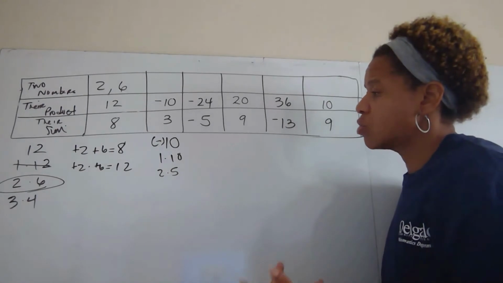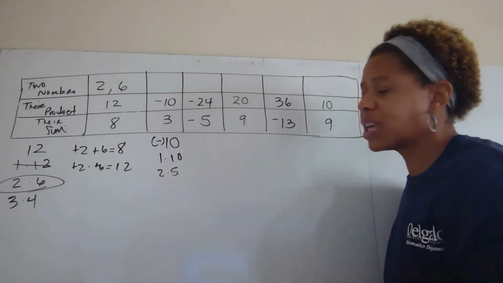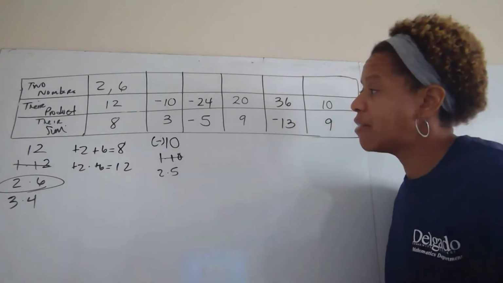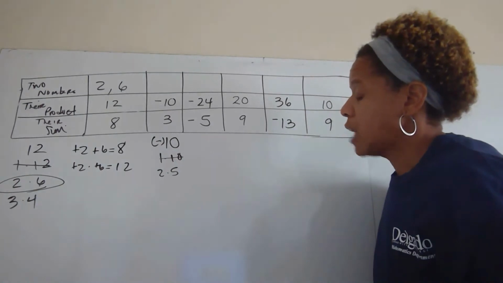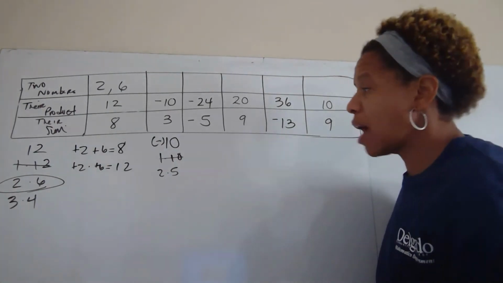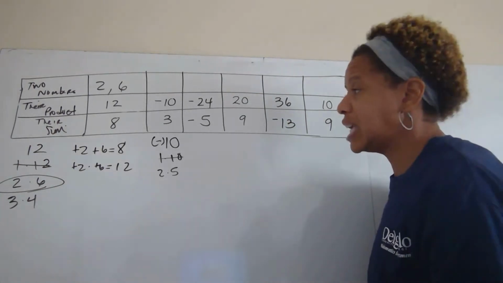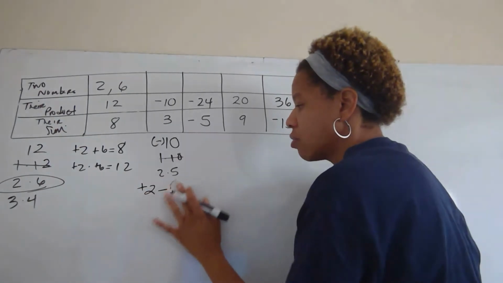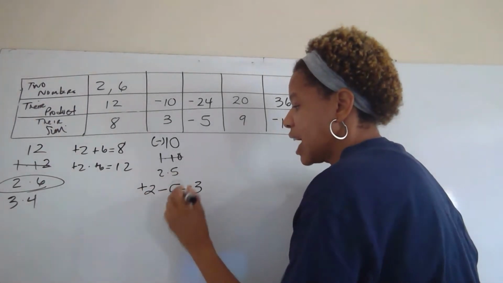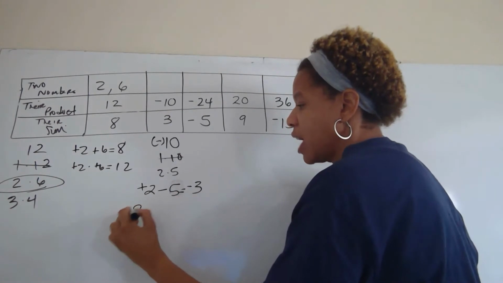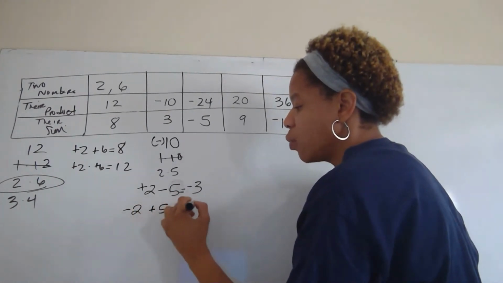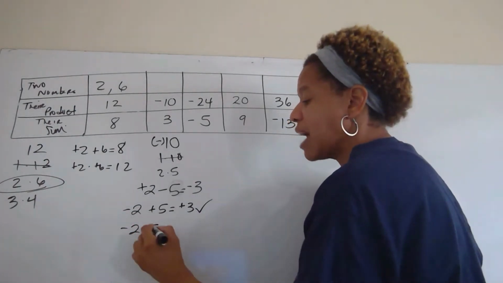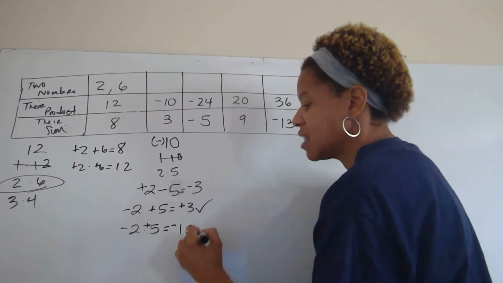So we look at the pairs 1 and 10, 2 and 5. Can 1 and 10 ever give us a 3 if we add or subtract 1 and 10? No. 2 and 5. Can we ever get a 3 with 2 and 5 adding or subtracting? Sure we can. So now we have to figure out exactly how we would get the 3. So if we have a positive 2 and a negative 5, we would get negative 3. That's not the number we want. If we have negative 2 and positive 5, we could get the positive 3. And if we multiply a negative 2 times a positive 5, what does that give us? It gives us the negative 10.